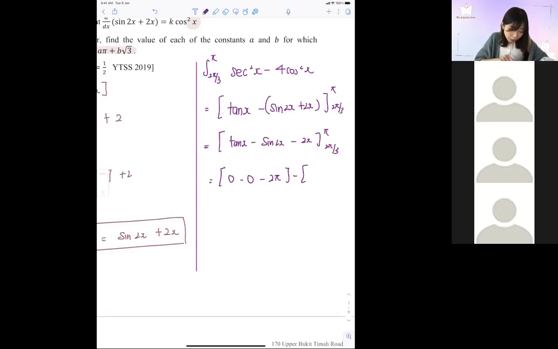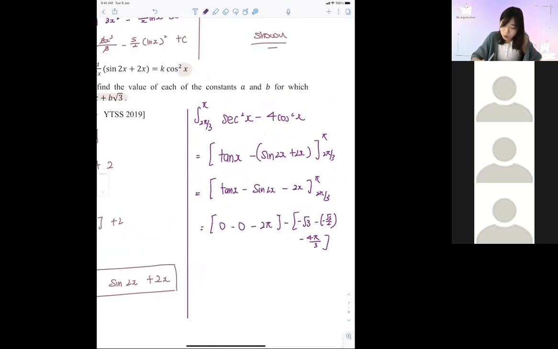Okay, tangent 2 pi over 3 is minus square root 3. Sine 4 pi over 3 is negative square root 3 over 2, minus 4 pi over 3. Okay, how do I know all this? You just remember when your calculator shows 0.866, that is square root 3 over 2, and 1.732 is square root 3. So you just have to remember the numbers.